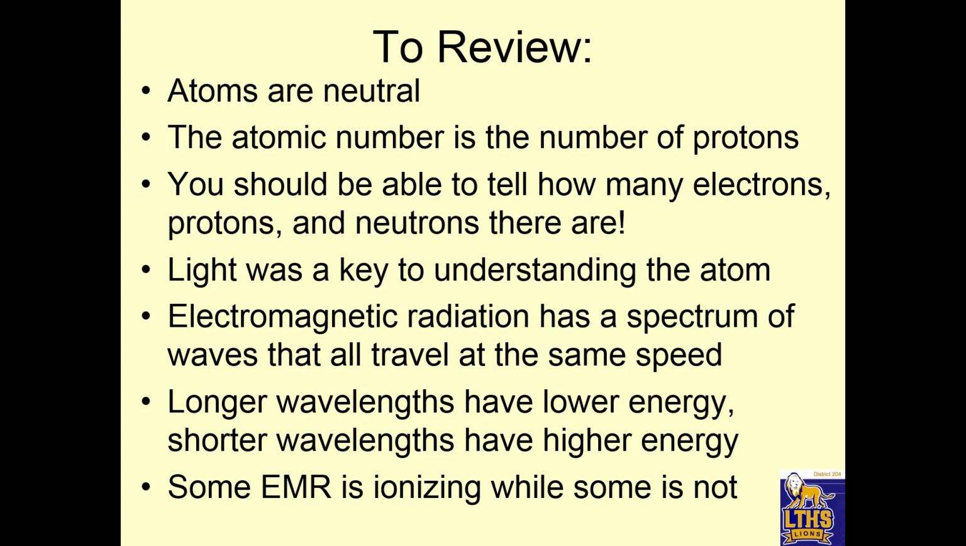We have a model of the atom thanks to scientists who've done experiments and analyzed data and worked really hard to figure stuff out. The atomic number is the number of protons, and atoms are neutral, so protons equal electrons. You should be able to figure out how many protons, electrons, and neutrons there are in an atom. We'll keep practicing that. Light was a key to understanding the atom. Electromagnetic radiation has a spectrum of waves that all travel at the same speed, but some have more energy than others based on their frequency and wavelength. Longer wavelengths have low energy, and shorter wavelengths have high energy. Some electromagnetic radiation is ionizing, while other stuff is not.